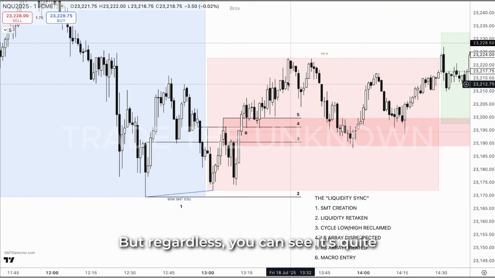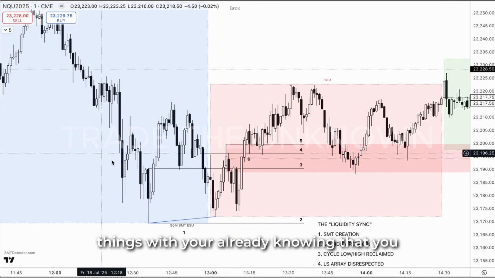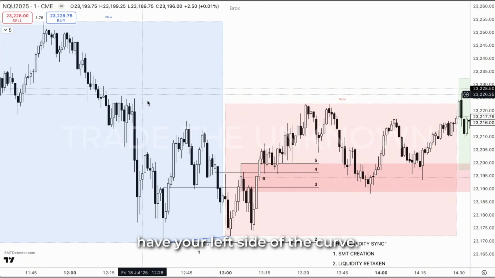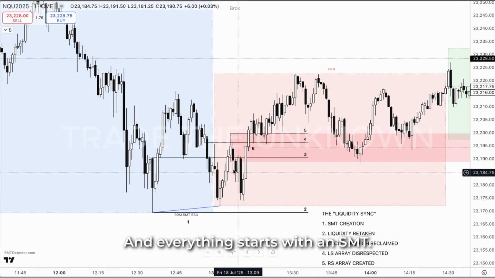But regardless, you can see it's quite powerful when you start combining these things with your already knowing that you have your left side of the curve and you're going to create the right side. And everything starts with an SMT.